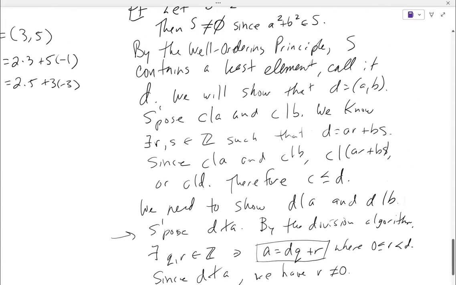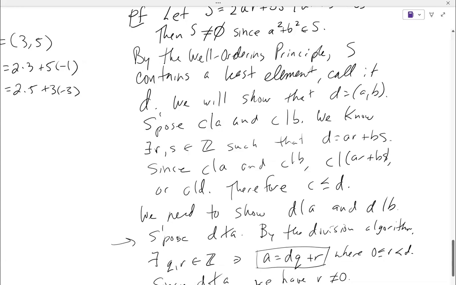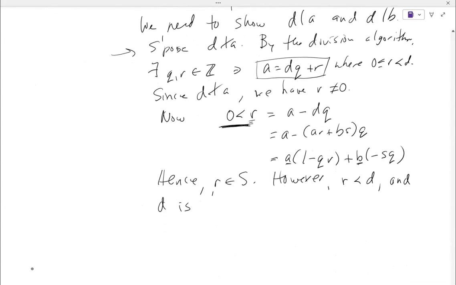Scroll back up here. How did we pick D to start with? It's the least element of S. Yeah, it's the least element of S, right? Is that a problem? D is the least element of S, but I found an element of S that's smaller. This is a contradiction.